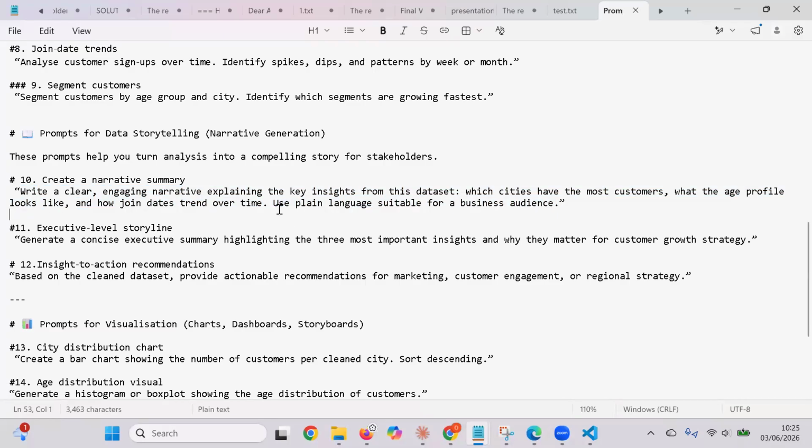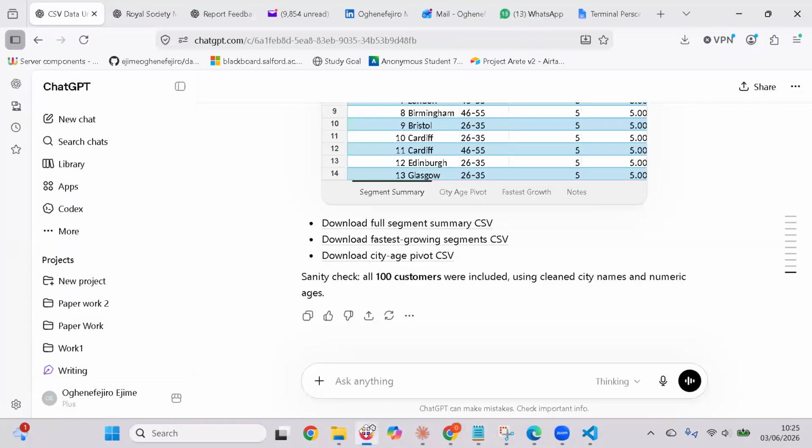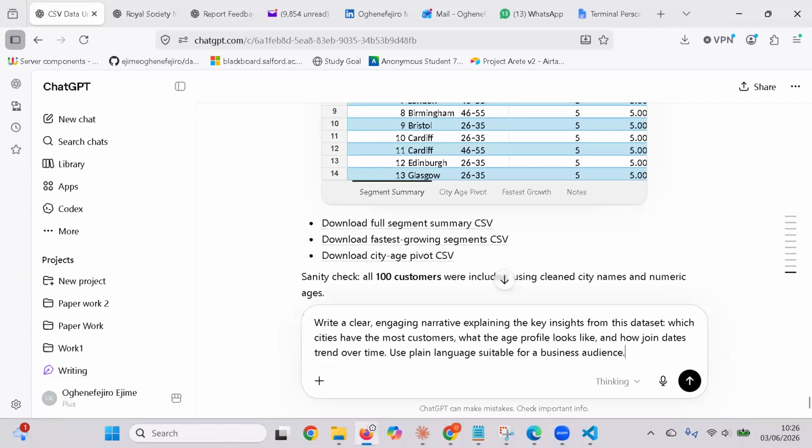If you look at the last sentence of the prompt, use plain language suitable for a business audience. Why? Because with the storytelling, you may want to tell the story to business investors. Yes, you want to make a pitch to investors. That's why you want the storyline to match up and be suitable for businesses.